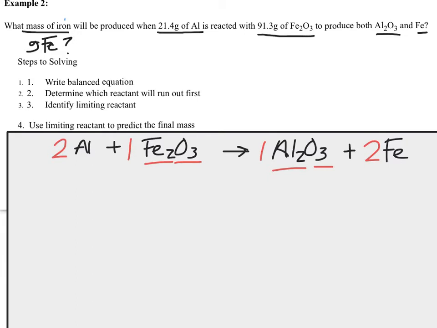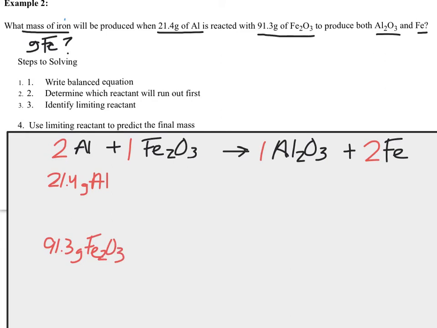Easy enough. Our next step now is to determine which reactant will run out first. To do that, I will take both reactants that I have values for. So I have 21.4 grams of aluminum, and I also have 91.3 grams of iron 3 oxide, Fe2O3.